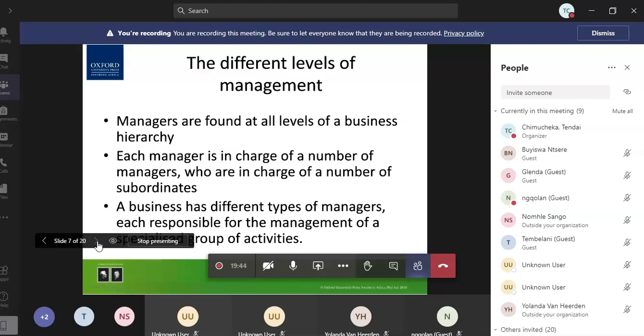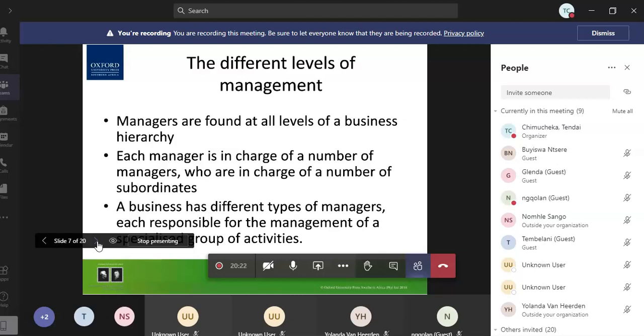There are also different levels of management. In your notes, it says managers are found at different levels of a business hierarchy, and each manager is in charge of a number of managers who are also in charge of a number of subordinates. This you will understand more when we look at organizing. There is already a chapter that was recorded for you on that one. A business has different types of managers, each responsible for the management of a specialized group of activities.